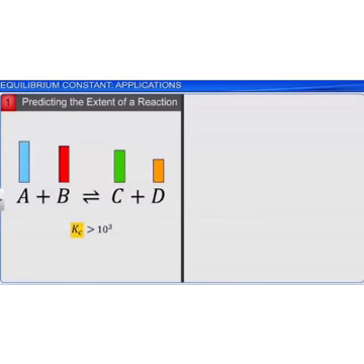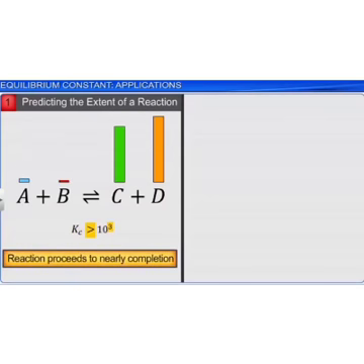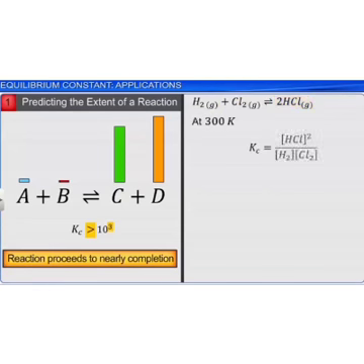If the numerical value of equilibrium constant is greater than 10^3, it means that the reaction nearly proceeds to completion and that the equilibrium concentration of the products is large. For example, the equilibrium constant for the gaseous reaction between hydrogen and chlorine to form hydrogen chloride at 300 Kelvin has a very large value of 4 × 10^31.